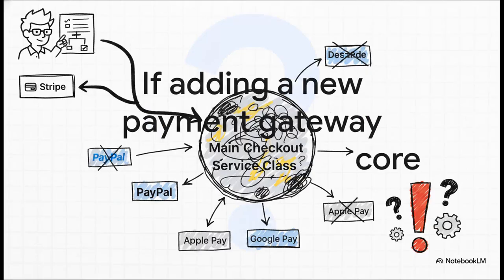All right, time for a quick scenario. Let's test this out. A new developer joins your team and they say, hey, every time I try to add a new payment gateway like Stripe, I have to go in and change the main checkout service class. What does that tell you?